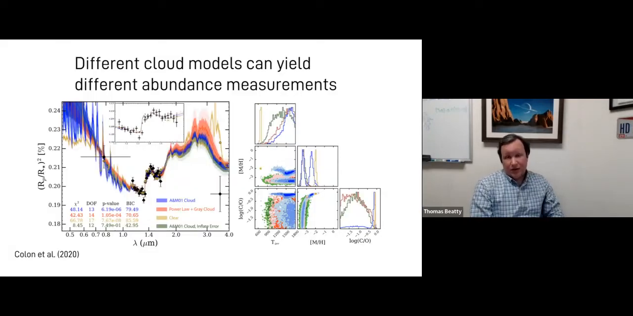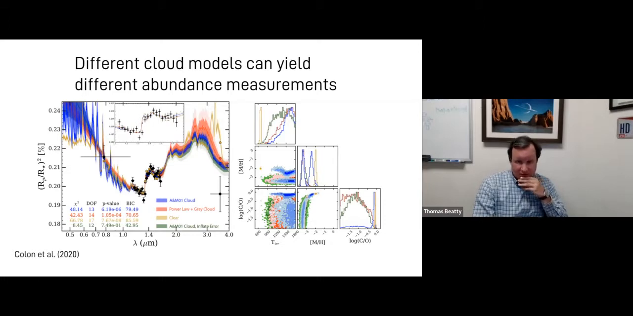Okay, so having said all that, the big elephant in the room: clouds. We know that clouds are present on all planets that have atmospheres in the solar system. Jupiter has these beautiful clouds, as in this image taken from orbit. For exoplanets, our problem when measuring exoplanet abundances is that different cloud models can yield different abundance measurements. So this is the same transmission spectrum that I worked on with Nicole Colón for KELT-11. This is a Hubble transmission spectrum.